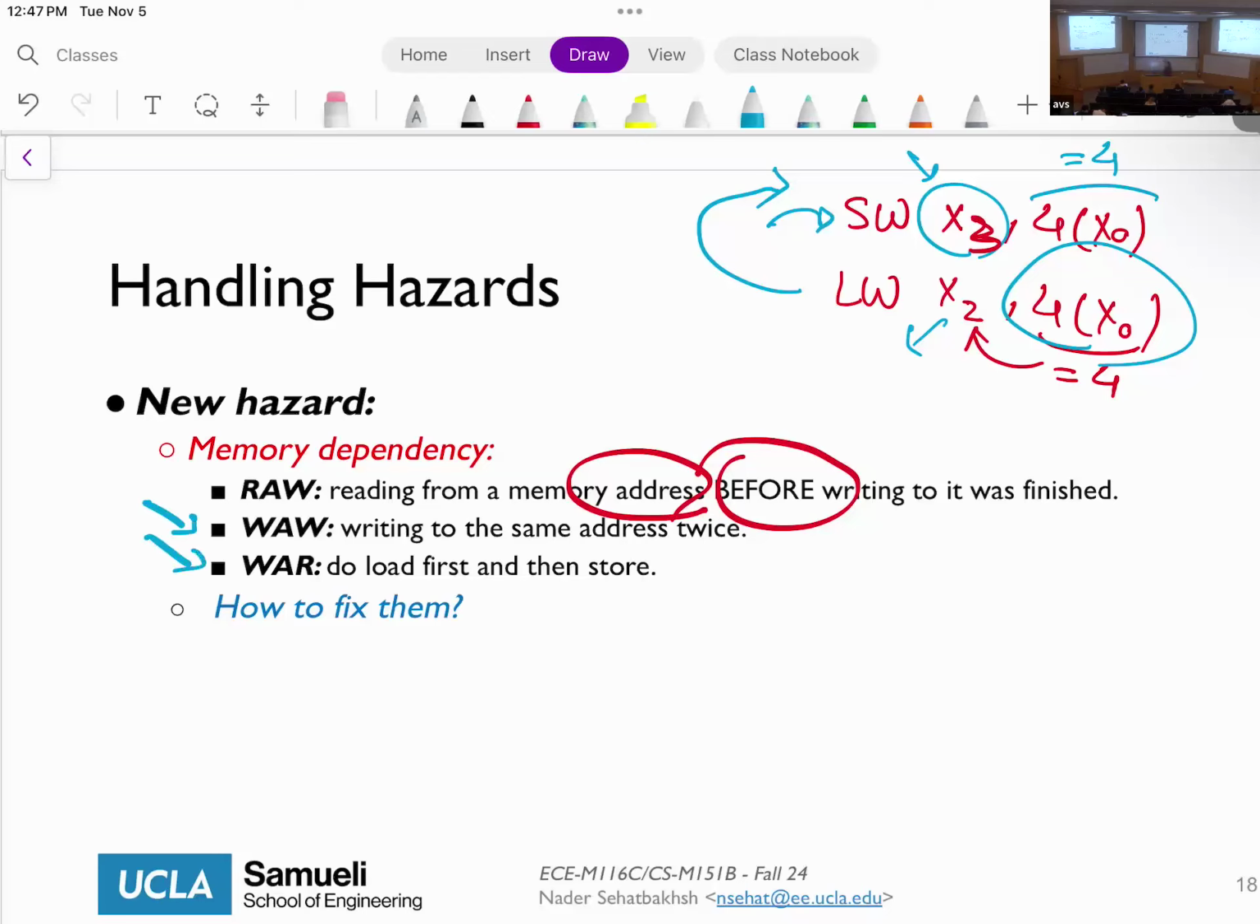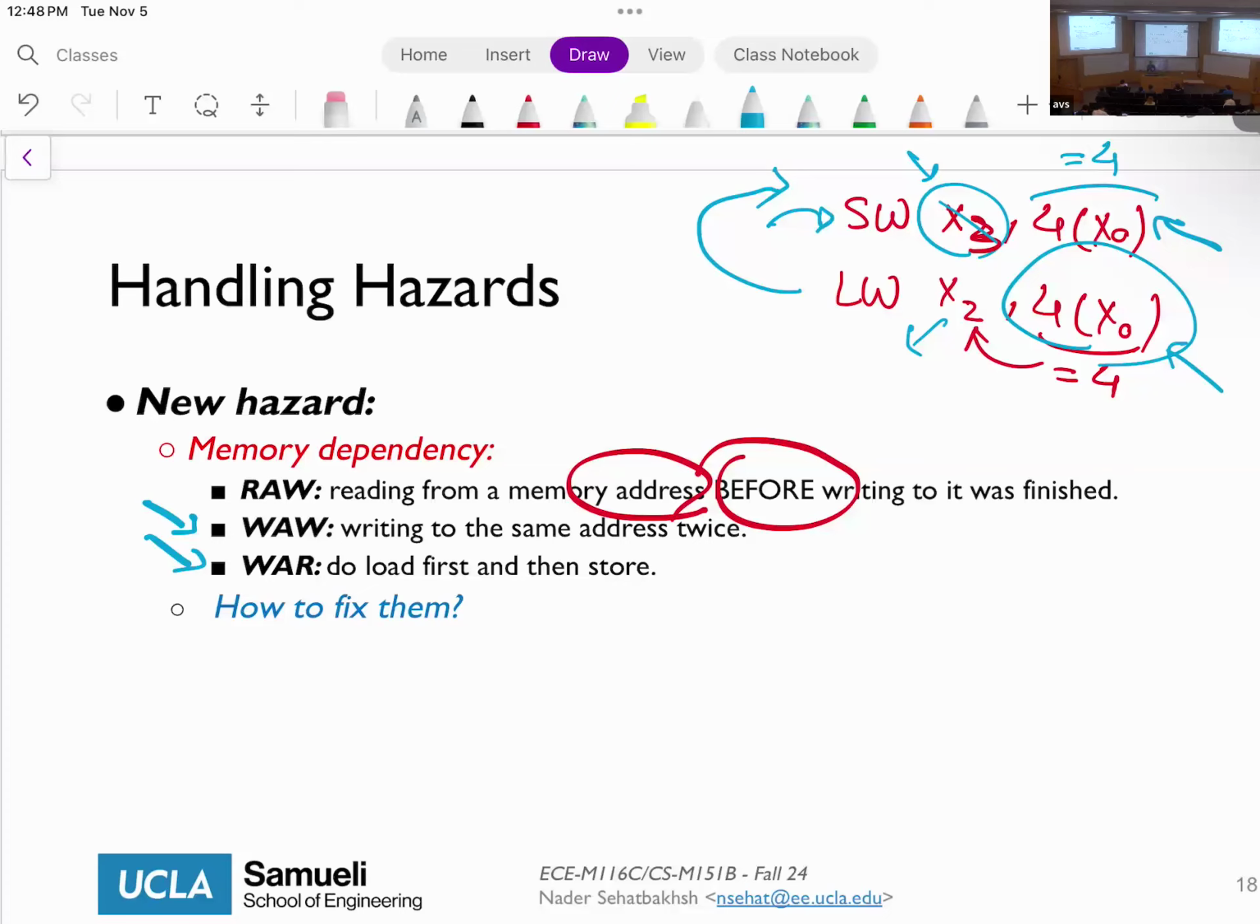And remember, renaming is not helpful here because this is about addresses. I cannot rename addresses. I can only rename registers. And keep in mind that even if I rename this x3 to something else, this problem exists, okay? So renaming is not going to help you with memory hazards, because memory hazards are because of the same addresses, not because of the same registers. So I need to find another solution for memory, okay?